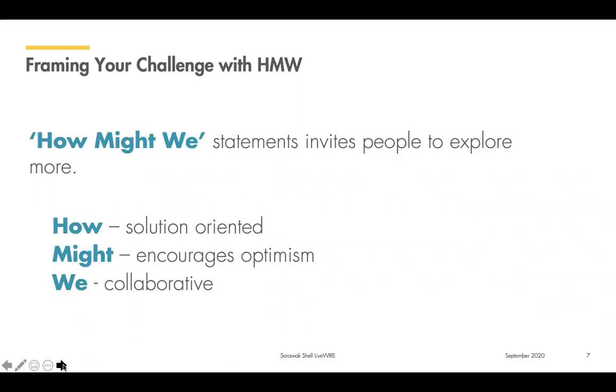So how might we encapsulate these three qualities? How, which is solution oriented; might, which is very optimistic. If I were to say, how might Azuar become the top scorer of the English Premier League, for example? Although it sounds quite improbable, might just gives you a spark of hope. So having hope is very important as an entrepreneur, where you are working with a lot of your team members, your partners, and sometimes the silver lining might not be so obvious, right?